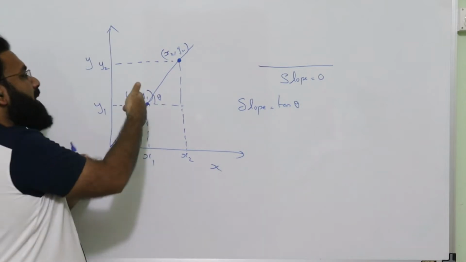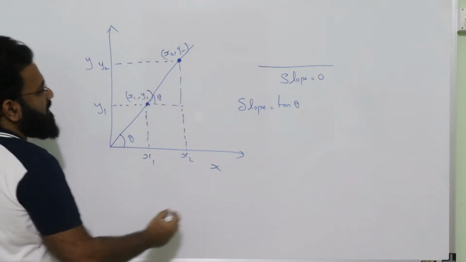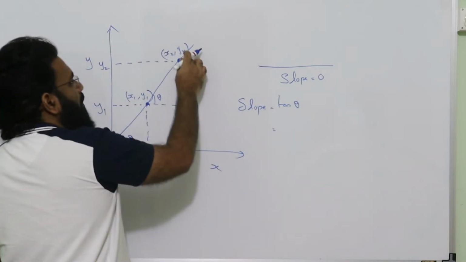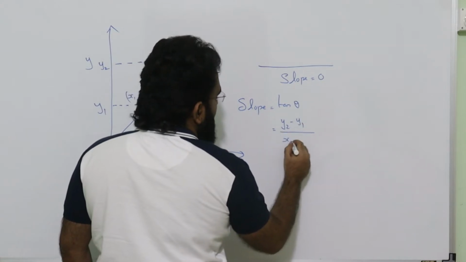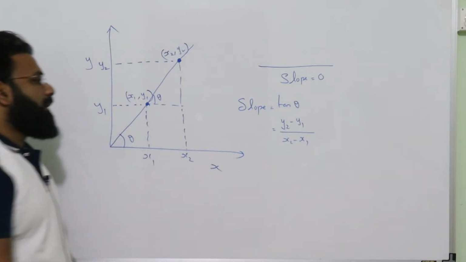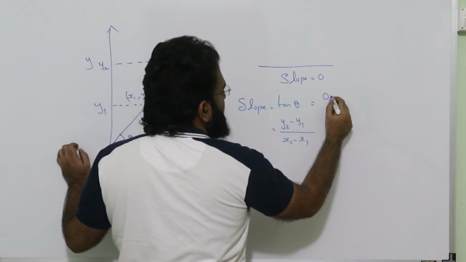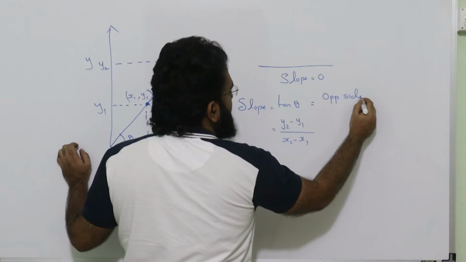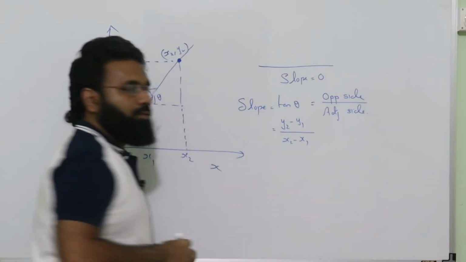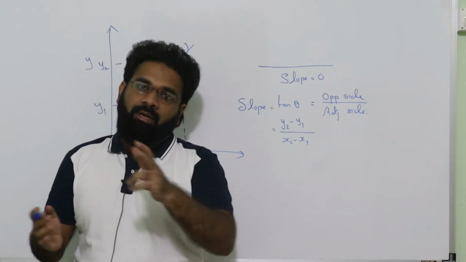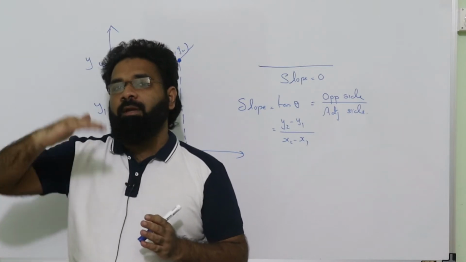If it is three-dimensional, z also will come, but we don't study that, leave it. Now the slope is y2 minus y1 divided by x2 minus x1. Or we can say slope is equal to tan theta, which is opposite side divided by adjacent side. You have studied that sin theta is opposite side by hypotenuse, cos theta is adjacent side by hypotenuse, and tan theta is opposite side by adjacent side.